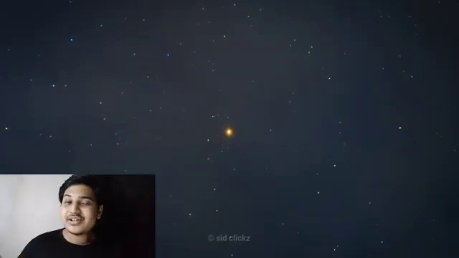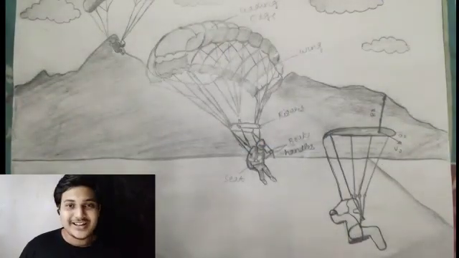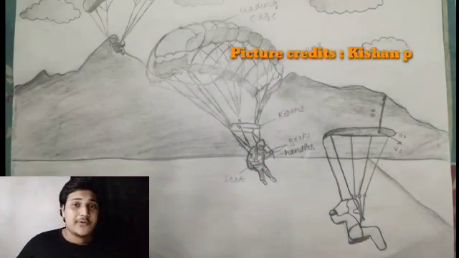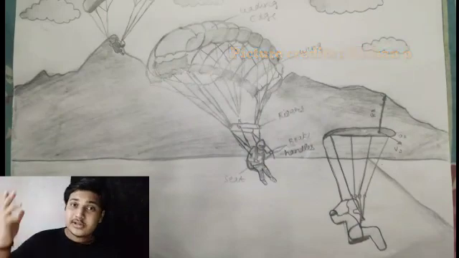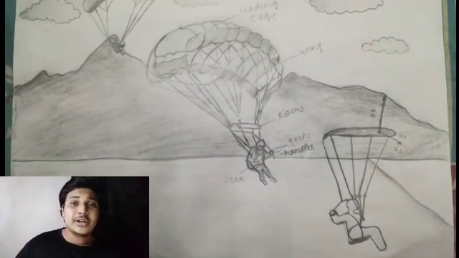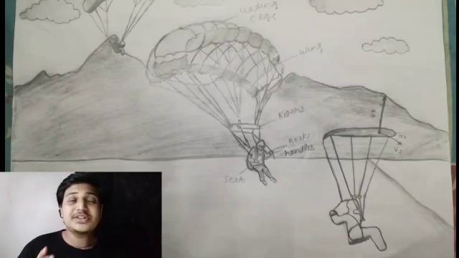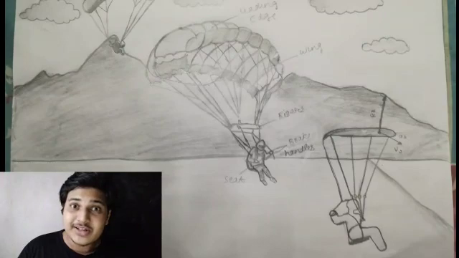Now let me get right into my topic, that is the physics involved in paragliding. First, let us take the example of a ball. We throw the ball up in the air. It goes up and comes right down to the ground. That is because Earth pulls everything towards it with a special force called gravity.